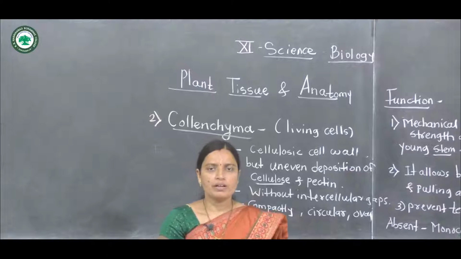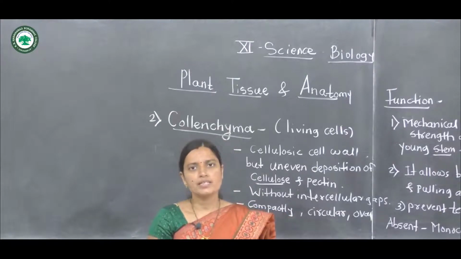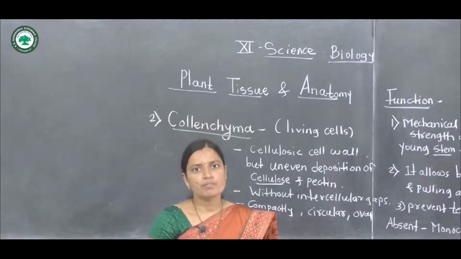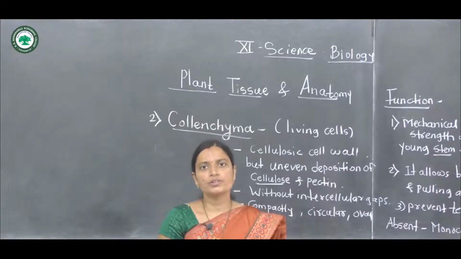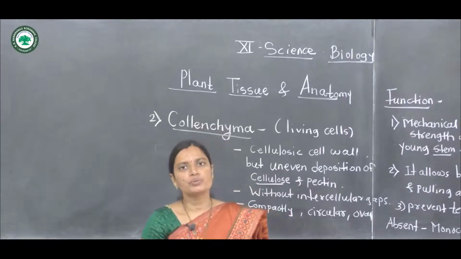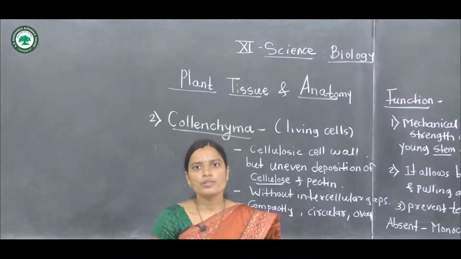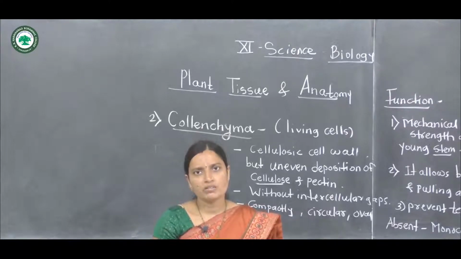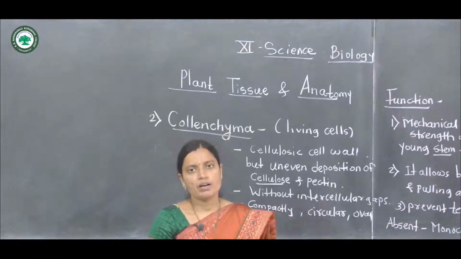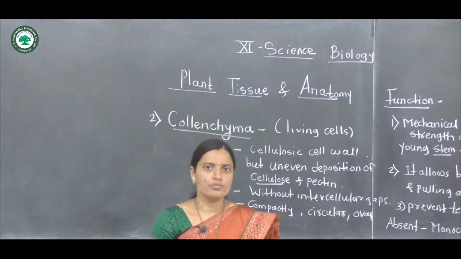Parenchyma is a living tissue, and it is found in the soft regions of the plant body. It has various functions. Parenchyma tissue has a similar structure, an oval-shaped isodiametric structure, and it is most important for storage of food.